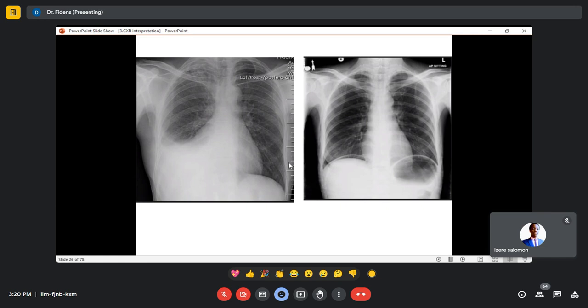How about penetration? Penetration is good because the spinous process is slightly visible. That's good. How about the inspiration? Deep inspiration. About separation, it is not good because I cannot really see about six anteriorly.